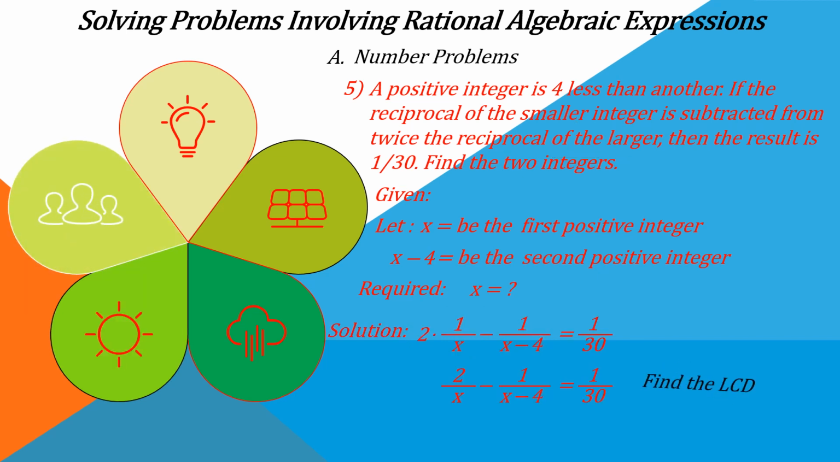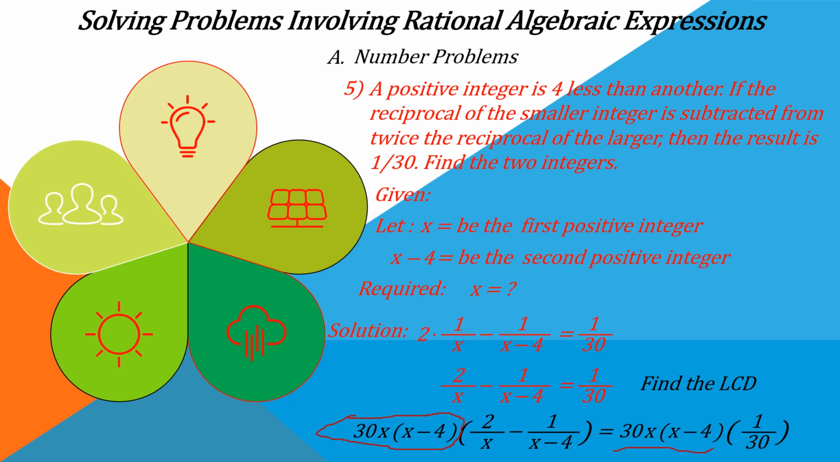Simplifying the equation, find the LCD, and we have 30x multiplied by x minus 4 multiplied by the quantity 2 over x minus 1 over x minus 4 equal to 30x multiplied by x minus 4 multiplied by 1 over 30. This 30x multiplied by x minus 4 is our least common denominator. We multiply both sides of the equation so that we can add or subtract the numerators.